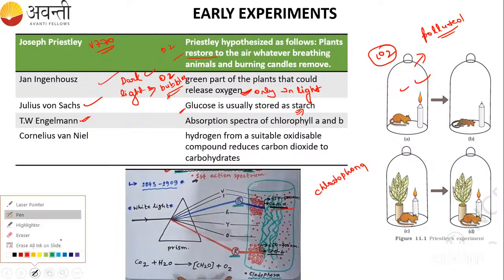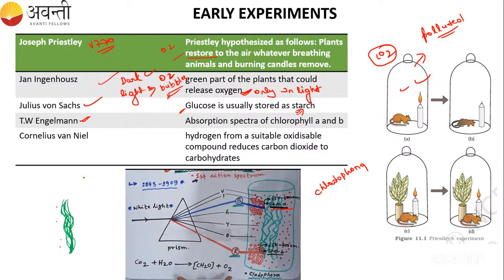You can see one or two aerobic bacteria. This is aerobic bacteria. You know that this aerobic bacteria will grow only in the presence of oxygen. And what is this? Cladophora. And he took one prism.